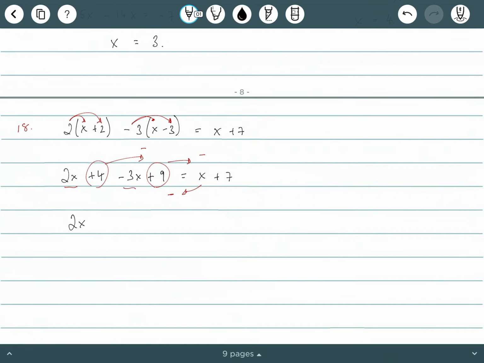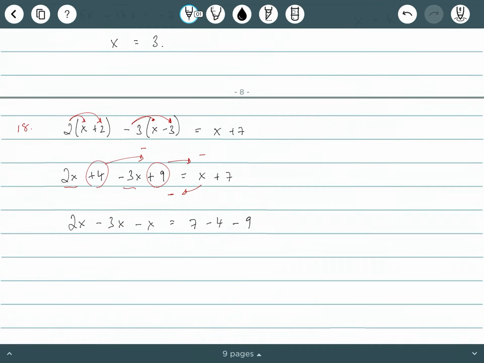So 2x stays where it is. Minus 3x stays where it is. That x came across, it's now minus x. So that's all my x's to the left. We have 7 on the right hand side. Now we're moving a plus 4 across, it's going to become a minus 4. Moving a plus 9 across, it's going to become a minus 9.